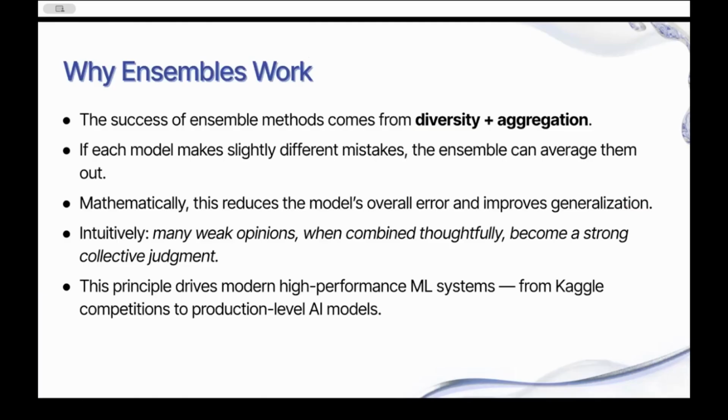The success of the ensemble methods comes from their diversity plus aggregation, the smart way to combine these two concepts. If each model makes slightly different mistakes, that's no problem because the ensemble can average them out. Mathematically, this reduces the model's overall error and improves generalization, which is what we need in machine learning the most. And intuitively, many weak opinions, when combined thoughtfully, become one strong collective judgment. This principle drives modern high-performance ML systems, from Kaggle competitions to production-level AI models.